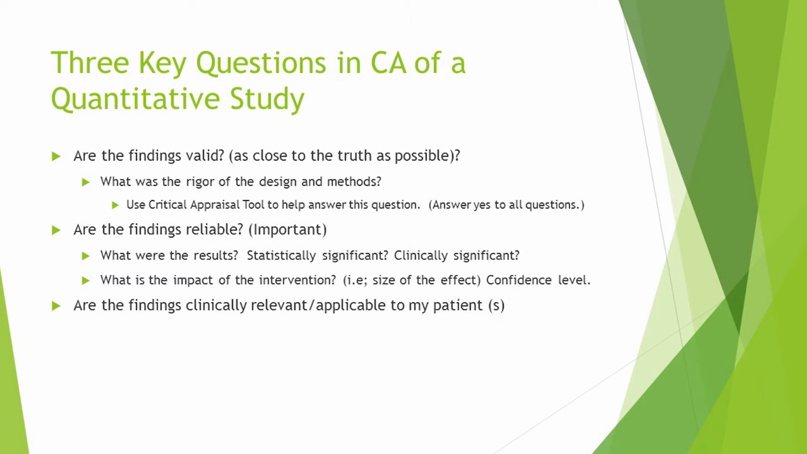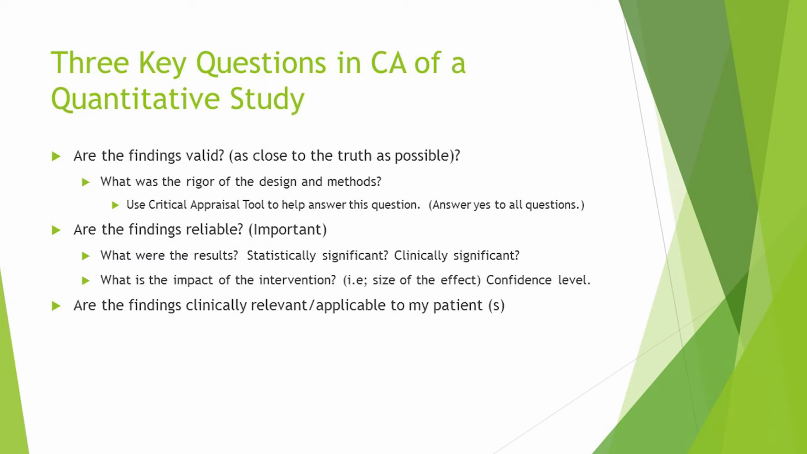So there are 3 key questions in a critical appraisal of a quantitative study. First of all, you want to find out, is it valid? Is it close to the truth? Was the rigor of the design and methods good? And oftentimes what you'll be using is a format or a table to answer questions. And there is one that will be available on the website here through the center.